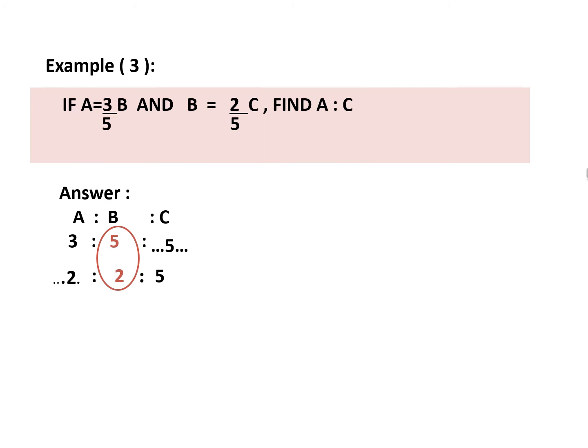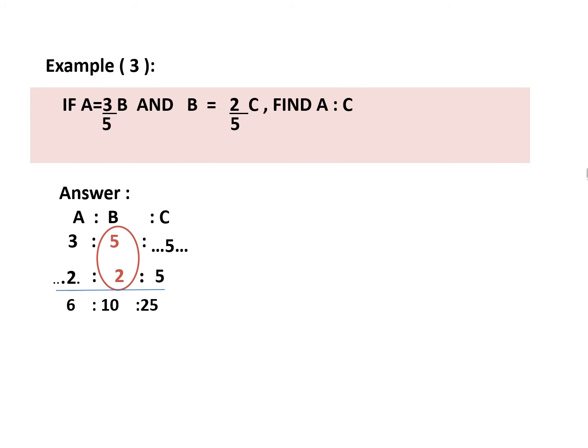Empty space in the second line. Now we have the first line complete, the second line complete. We have to multiply first line times the second line. A, it will be 3 times 2 equals 6. B equals 5 times 2 equals 10. C, 5 times 5 equals 25.